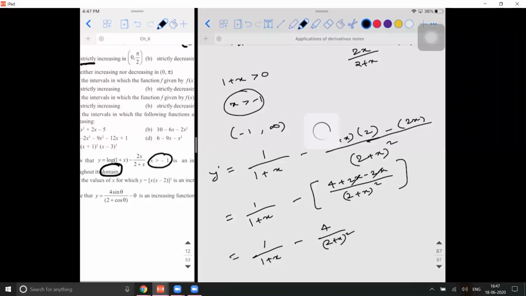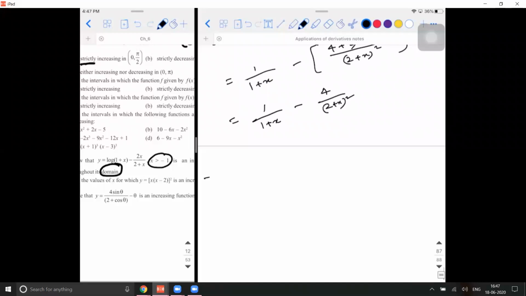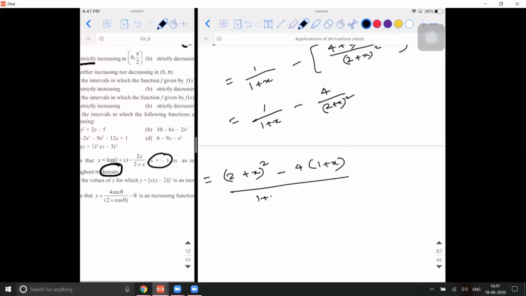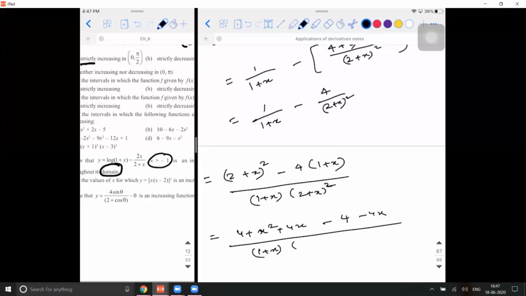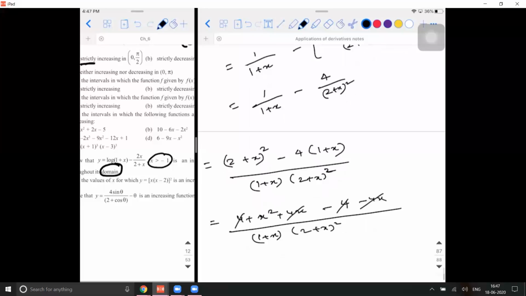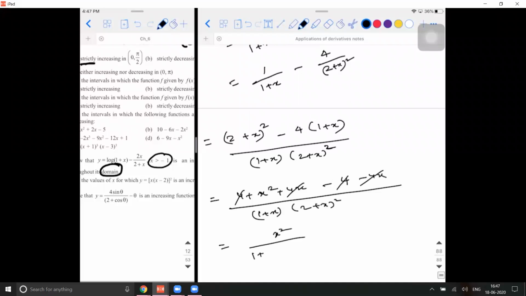Yes, sir. Then what I did is I took LCM. So when you take LCM, what are you going to get? You'll have 2 plus x the whole square minus 4 into 1 plus x divided by 1 plus x into 2 plus x the whole square. So 2 plus x the whole square means 4 plus x square plus 4x, minus 4 minus 4x, the whole divided by 1 plus x into 2 plus x the whole square. So 4 and 4 gone, 4x and 4x gone. So x square divided by 1 plus x into 2 plus x the whole square. This is the value of y dash, that is f dash of x.